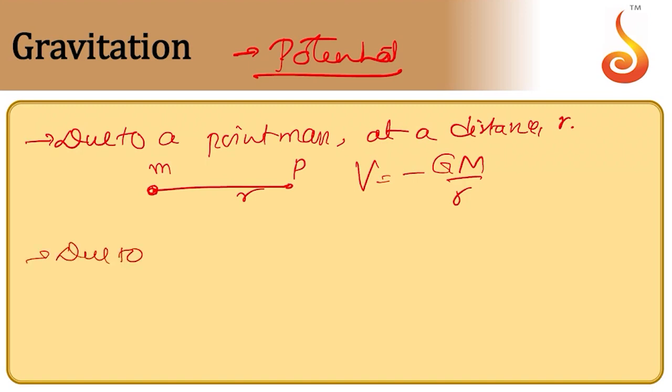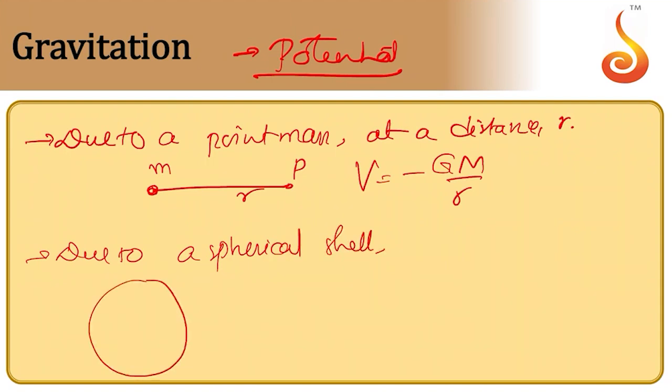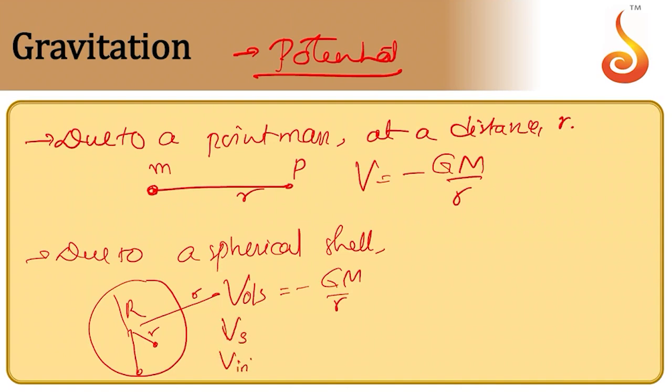Due to a spherical shell. You have a spherical shell of radius R, then outside at a distance r it is given by minus GM divided by r, and inside, at a distance r or on the surface, so I will write on the surface and inside, both are given by the same equation, minus GM divided by R. So remember, the gravitational potential is constant inside a spherical shell.